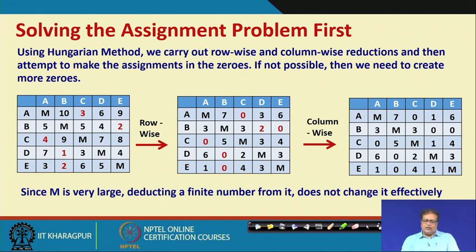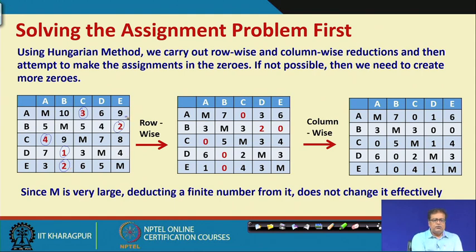As you can see here, for the particular problem that we have taken, for the Hungarian method we have to do row-wise and column-wise reductions, and after doing the row-wise and column-wise reductions, we should try to assign on the zeros that we get. First of all, you have this matrix here. Those identified by red are our column-wise and row-wise minimum values.